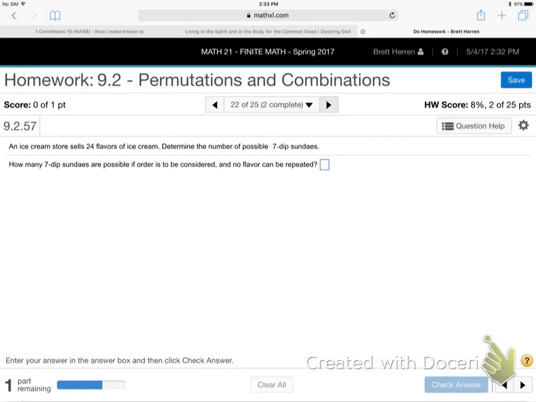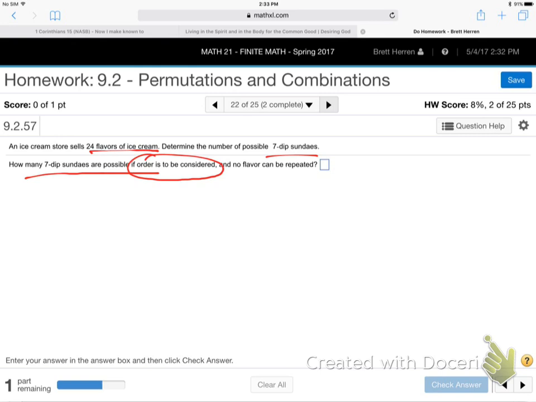Okay, so we've got an ice cream store with 24 flavors of ice cream. Determine the number of possible 7-dip sundaes. How many 7-dip sundaes are possible if order is to be considered? Nice, they're just giving it to us there. They're saying let's care about whether it's chocolate, then vanilla, then strawberry, or strawberry, then chocolate, then vanilla. We'll call those different. The order is mattering now.